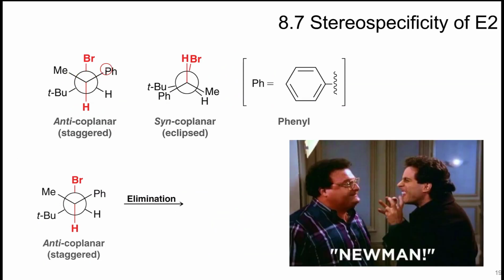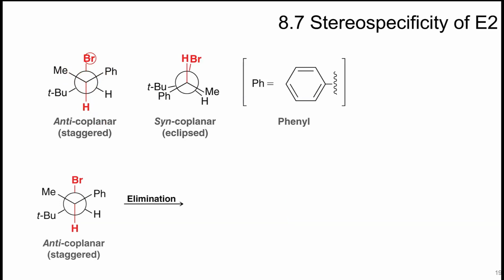If we look at that last compound, we had the methyl and the phenyl on the front carbon, and then there's H here. This is the anti-coplanar when it is staggered. So our base would come in and grab that hydrogen, and it would form the double bond there while that is getting kicked off. Sterically, the base is not in the way of the bromine. It can just grab the hydrogen easily, and the bromine leaves on the other side.